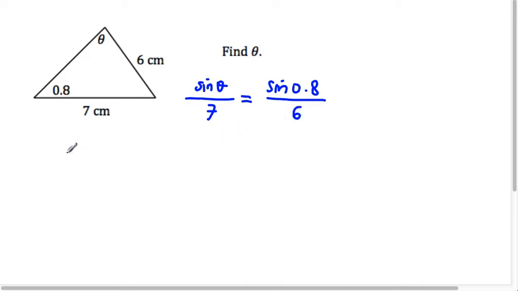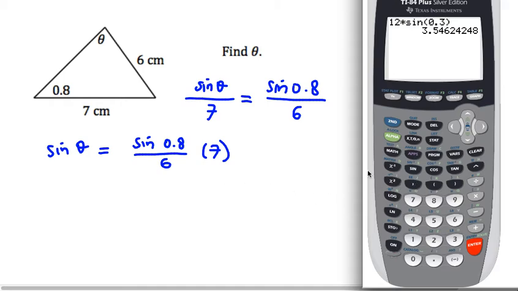So doing a bit of algebra, if we multiply both sides by 7, we will have sine theta is equal to sine 0.8 over 6 multiplied by 7. And of course it's not done yet, you will have to find theta, which is the sine inverse of the answer. So let's first try and calculate.